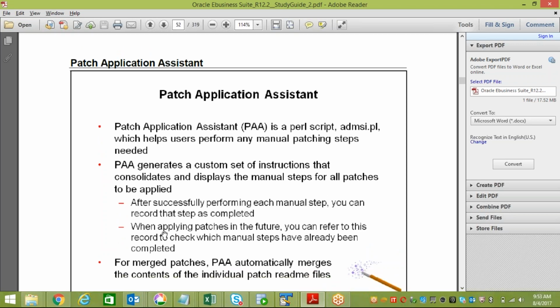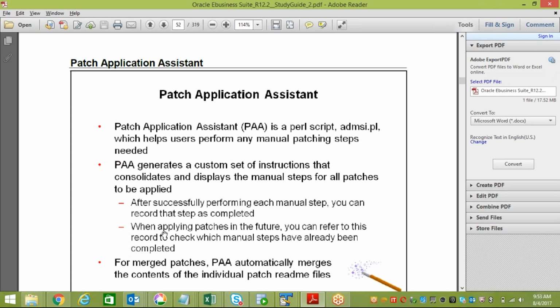So the patch application assistant, we call it PAA. It's a Perl script, admsi.pl, which helps the user perform any manual patching steps that are needed. PAA generates a custom set of instructions so that you can see the manual steps consolidated and displayed. When you execute this, it will create the step-by-step action plan by reading the readme text, and it will give it to you. However, you should not depend only on this utility.